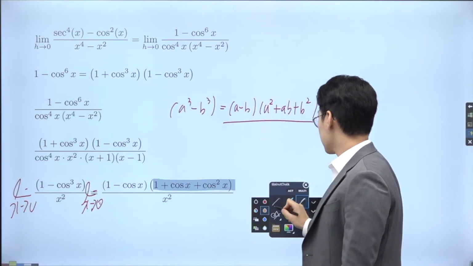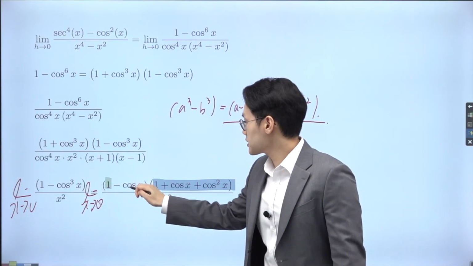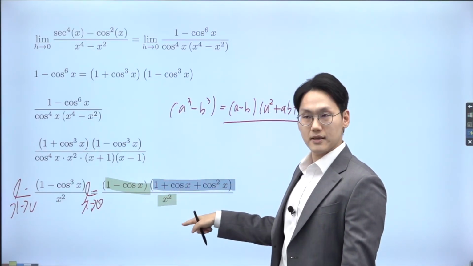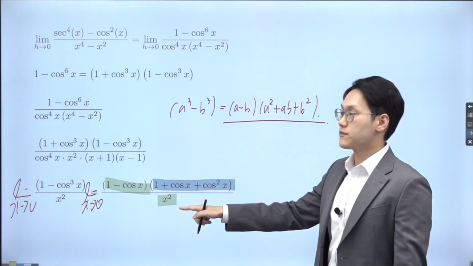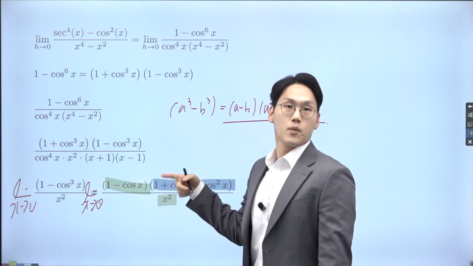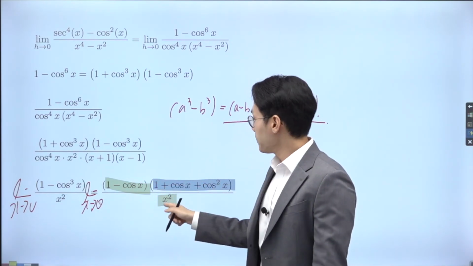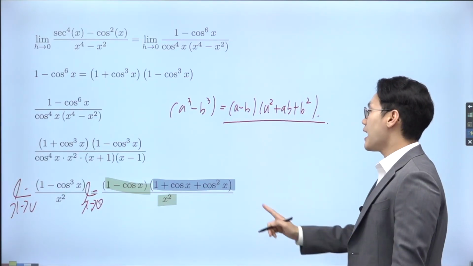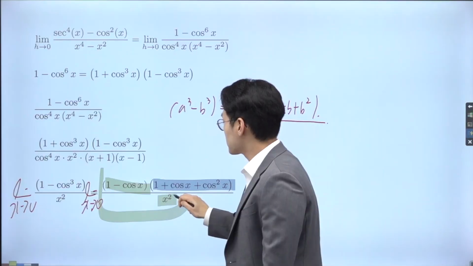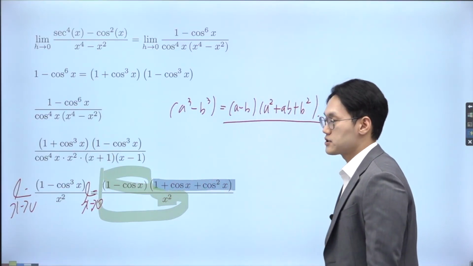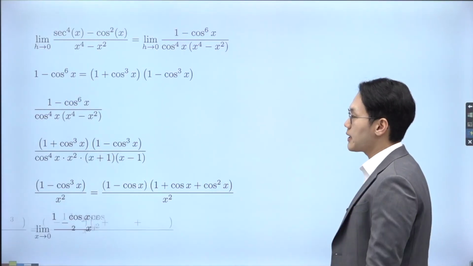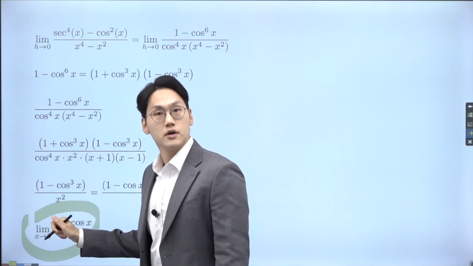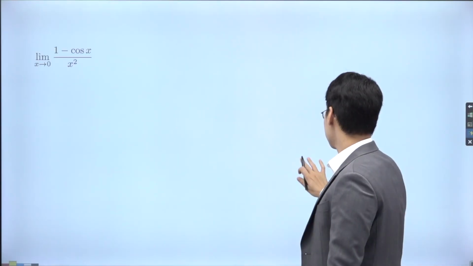The problem is actually the ratio of the 1 minus cosine x and the x squared, right? Because that makes everything an indeterminate form: 1 minus cosine x, when x tends to 0, becomes 0, and x squared becomes 0 when x tends to 0 as well. So now I'm going to focus on just this ratio, because this is the fundamental indeterminate form.